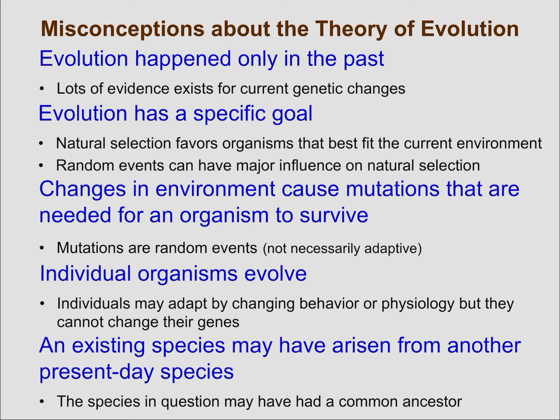Individual organisms evolve. Individuals may adapt by changing behavior or physiology, but they cannot change their genes, so you're born with what you have. An existing species may have arisen from another present-day species. The species in question may have had a common ancestor.